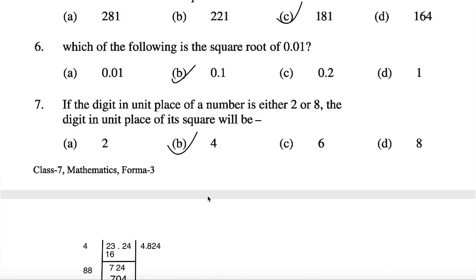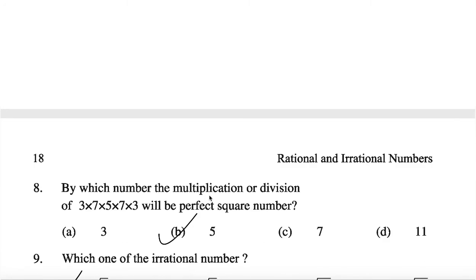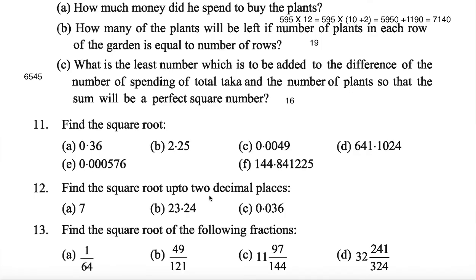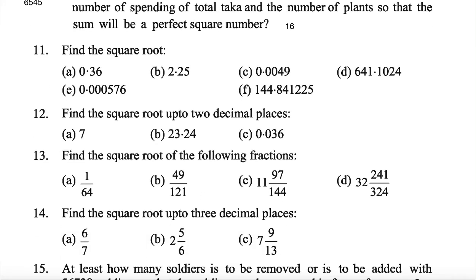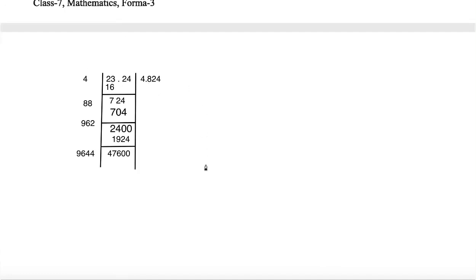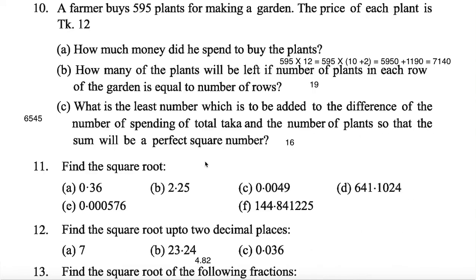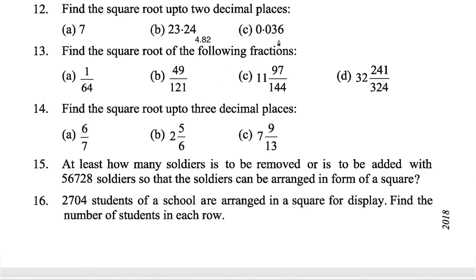4.82, because 4 is there after 2, so you need not add plus 1. 4.824, right? So 4.82. Likewise you can proceed with this also.